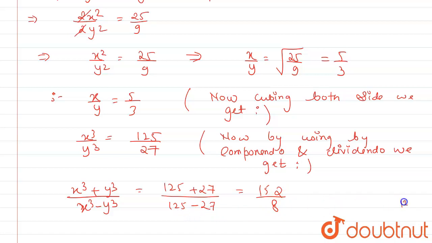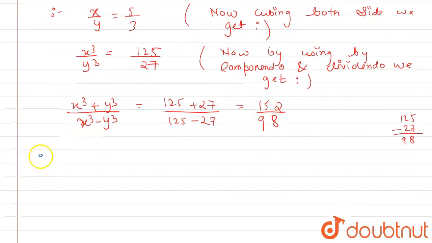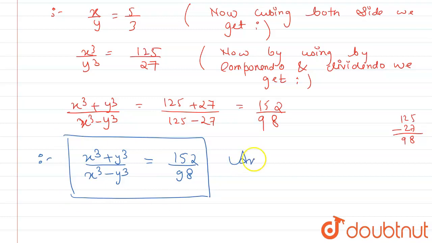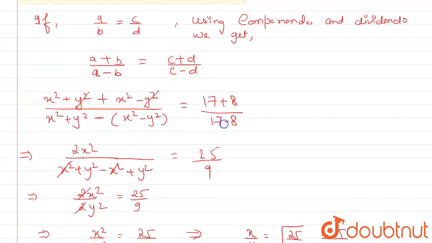Here we get 8, and here 9. So now therefore we say that (x cube plus y cube) by (x cube minus y cube) is equal to 152 by 98. So here this is the answer which we required in the question.